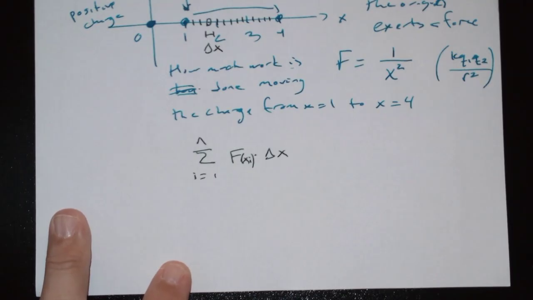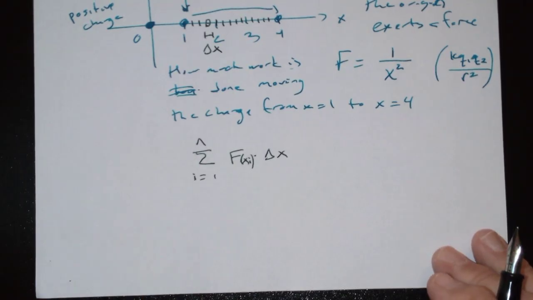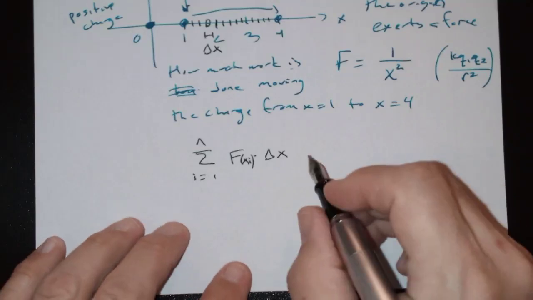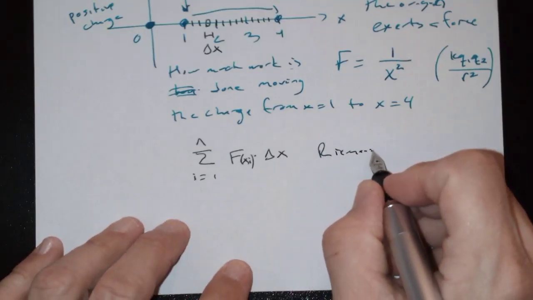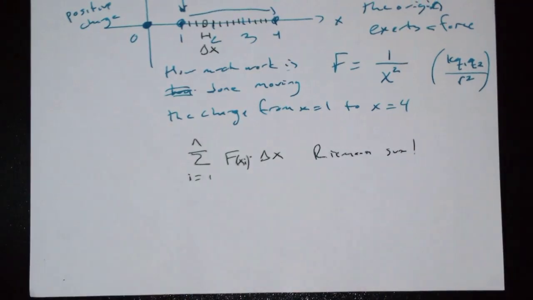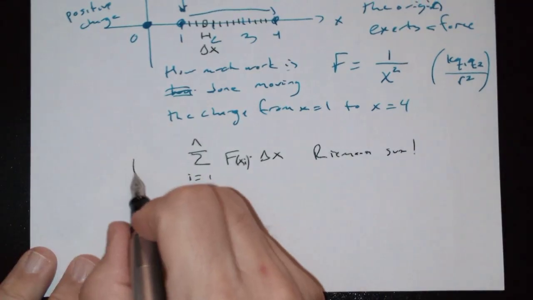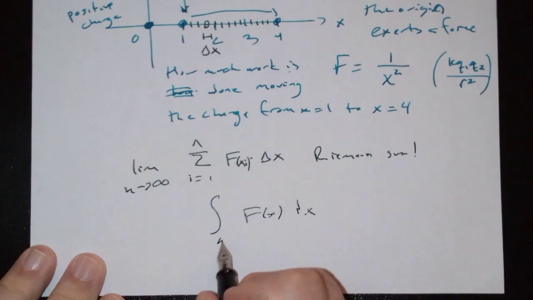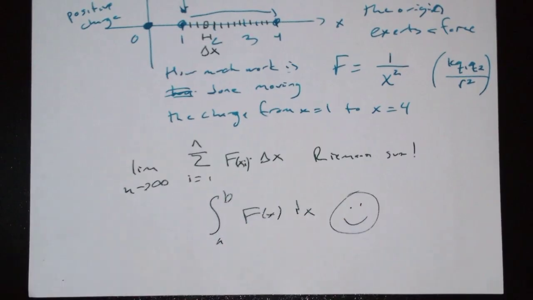We did this on Friday. We did this on Thursday. We did this on Wednesday last week. It's a Riemann sum. And if it's a Riemann sum, I can let more and more rectangles happen. And if I let the limit as n goes to infinity, this becomes an integral. If my force changes, instead of multiplying, I integrate.